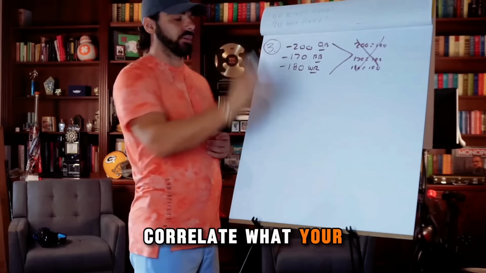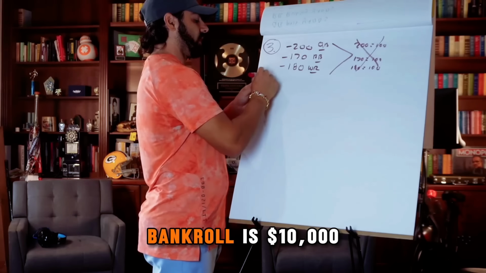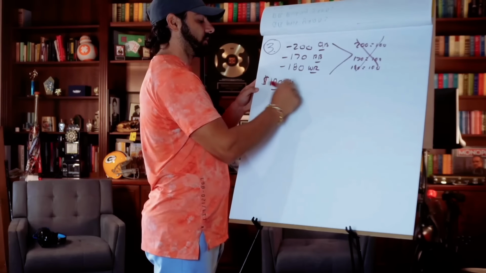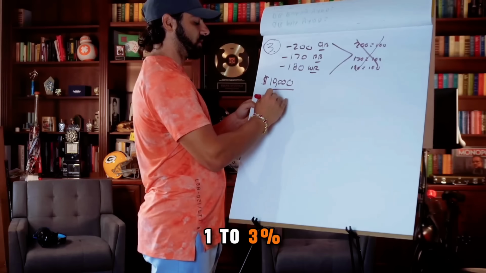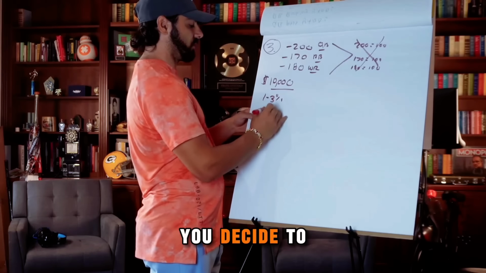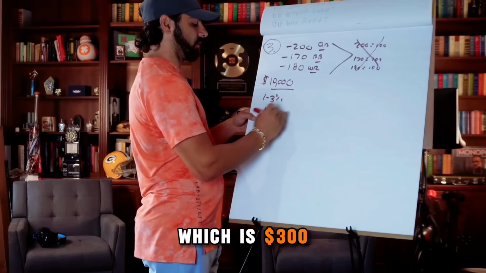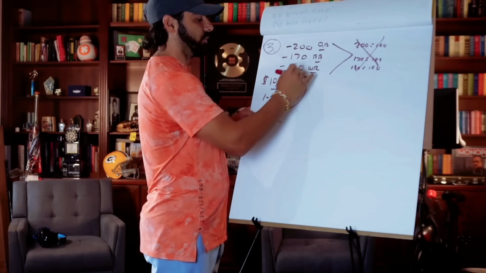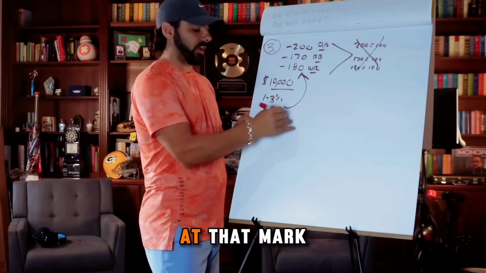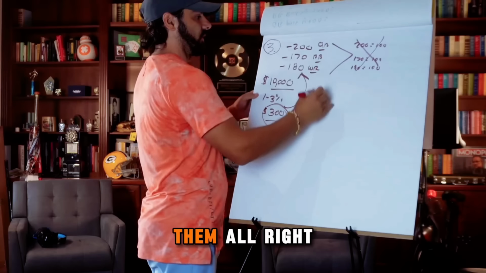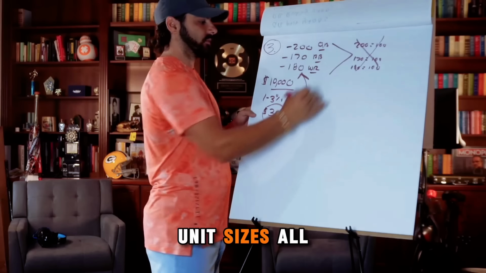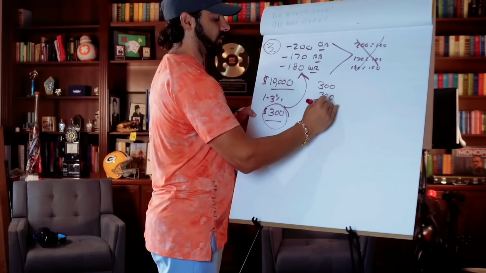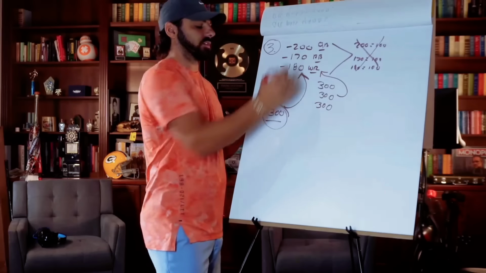That's not what you do here, all right? You need to correlate what your unit size is. So if your bankroll is $10,000, you're only doing 1 to 3% of that, all right? So let's say you decide to do 3%, which is $300. That is where you're putting these plays in, at that mark, each one of them. It's not different unit sizes. It's 300, 300, and 300. That's where you're placing those bets, okay?